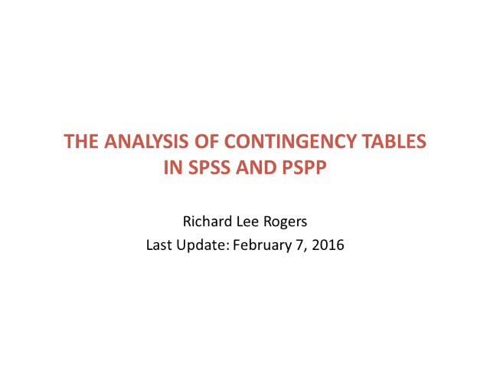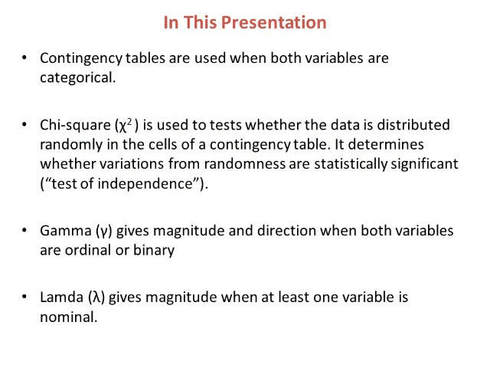This is Professor Rogers. In this presentation, we look at the analysis of contingency tables, which are also commonly known as 2x2 tables. Contingency tables are used when both variables are categorical. The most commonly used statistic to describe what is happening in the table is chi-square. Chi-square is used to test whether the data are distributed randomly in the cells of a contingency table.